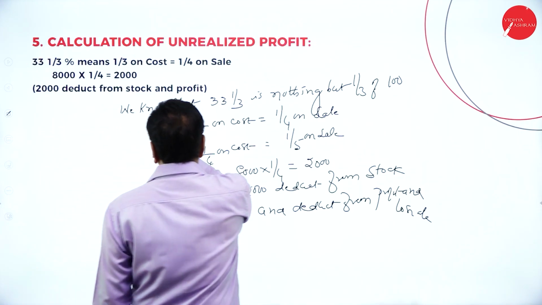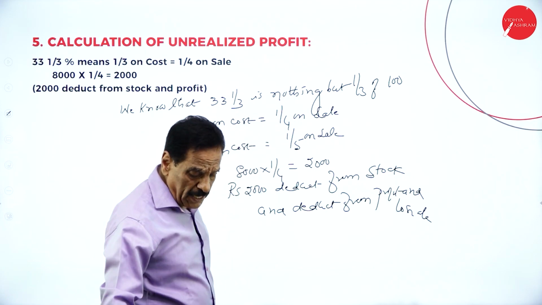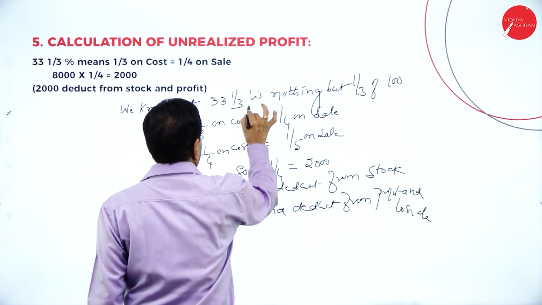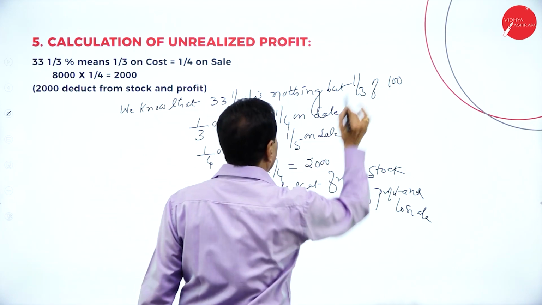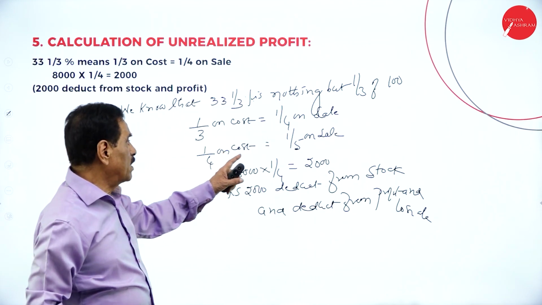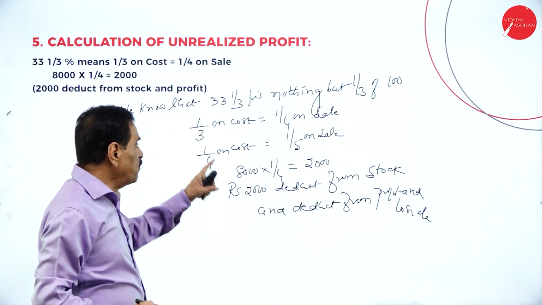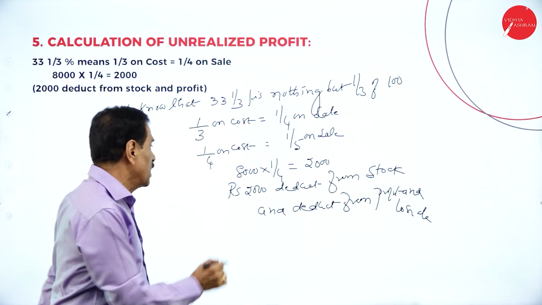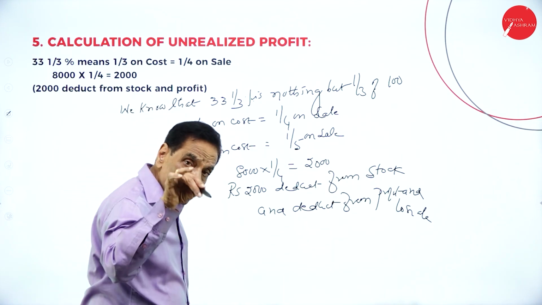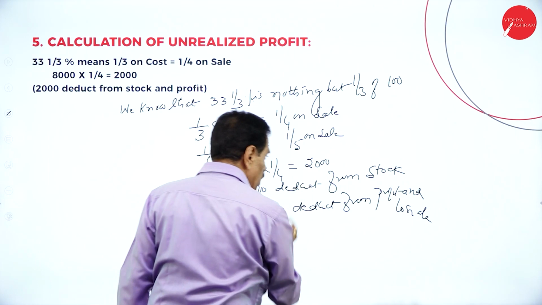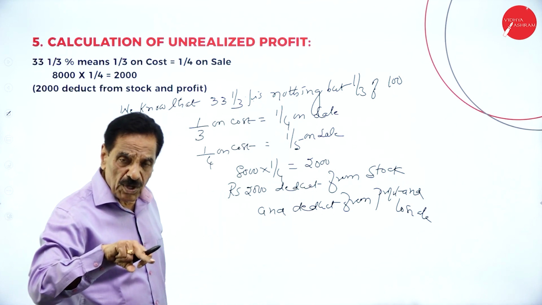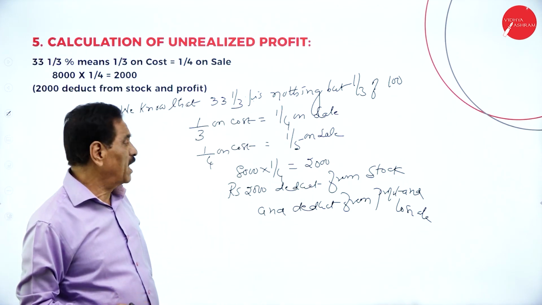Then we know that this is 33 1/3%, which is nothing but 1/3 of 100. So 1/3 on cost is equal to 1/4 on sale. 1/4 on cost is 1/5 on sale. So you got 8,000, which includes the profit. 1 by 4 is 2,000. Deduct 2,000 from the stock and 2,000 from the profit and loss account.